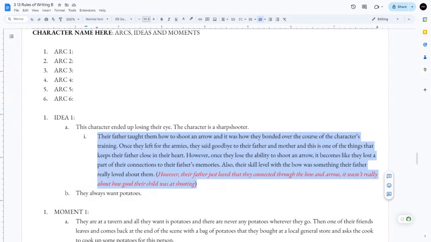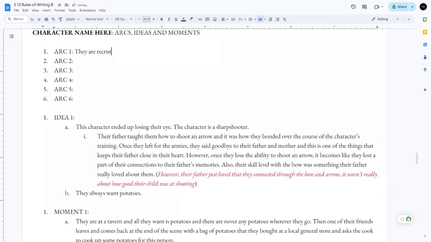So what I could do is arc one. The character is recruited for the army as a sharpshooter. Now, that's just a general arc, right? But I could say the character is recruited for the army to fight against, I don't know, the invading antagonist, right? We'll just make it that.